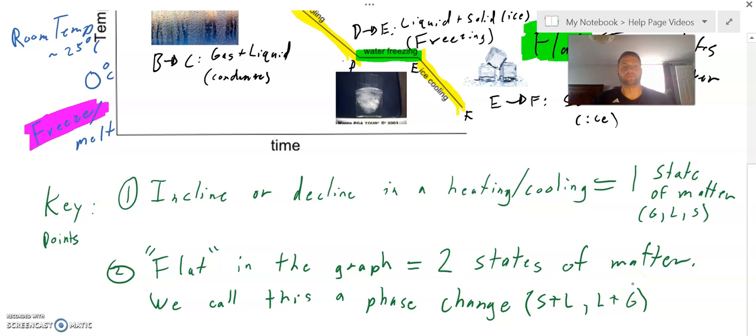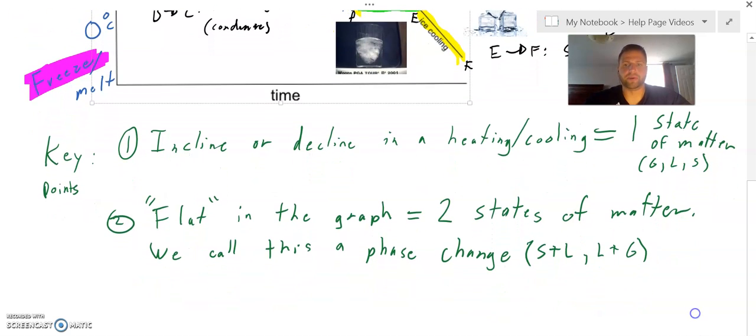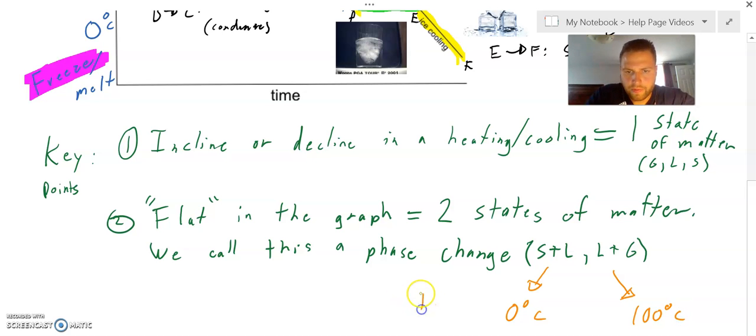And that's what we have to really summarize out of this lesson. Anything solid plus liquid will happen at 0 degrees Celsius, and anything liquid plus gas will happen at 100 degrees Celsius. Remember, 0, we said freeze/melt, and then 100, we said boil/condense.